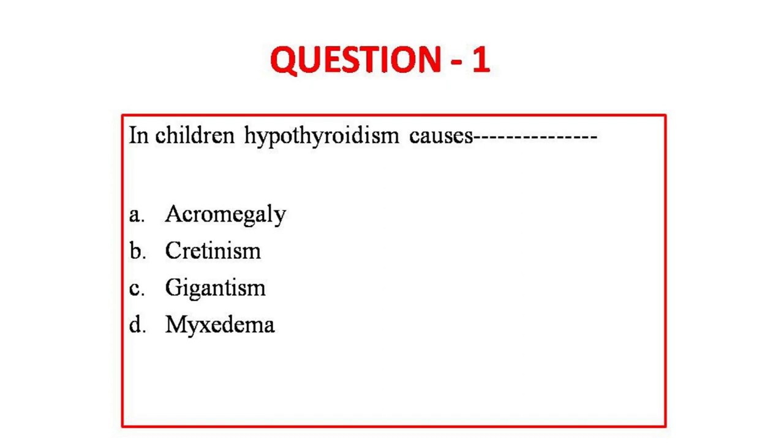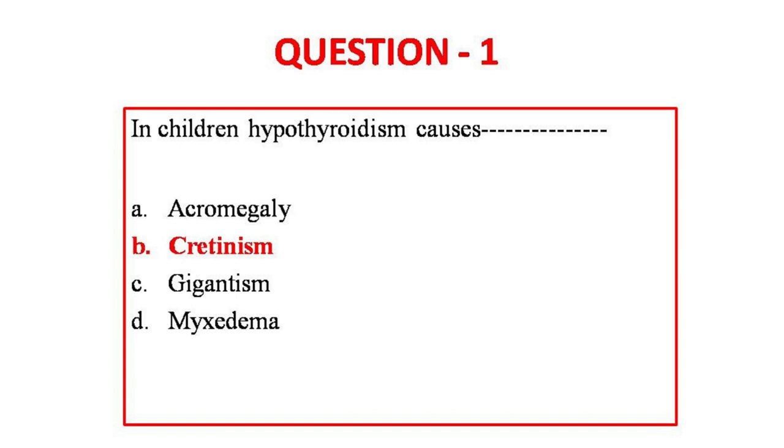We are going to see some question answers from physiology. Question 1. In children, hypothyroidism causes, they've given 4 options: acromegaly, cretinism, gigantism and myxedema. The answer is cretinism. So in children, hypothyroidism causes cretinism, whereas in adults, it causes acromegaly. In case of hyperthyroidism, in children it causes gigantism and in adult it causes myxedema.